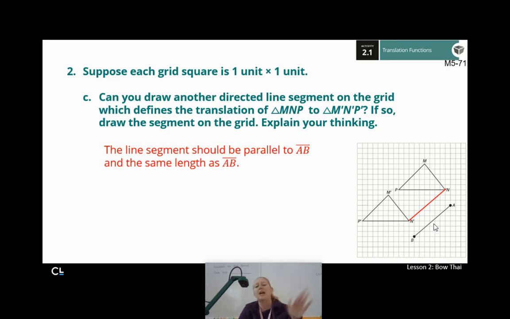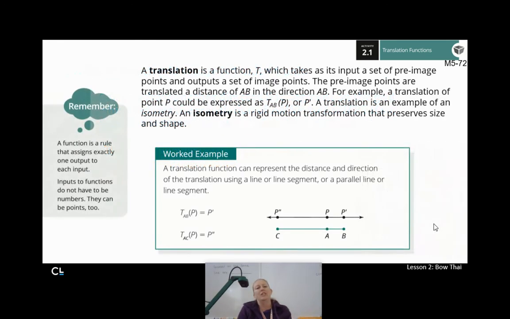All right, we played with this enough. Let's talk about actually turning these things into functions, okay? We know a translation is a slide. We know that's what it is. So how can we write it as a function? Well, if you come over to page M5-72, we can do that for you.